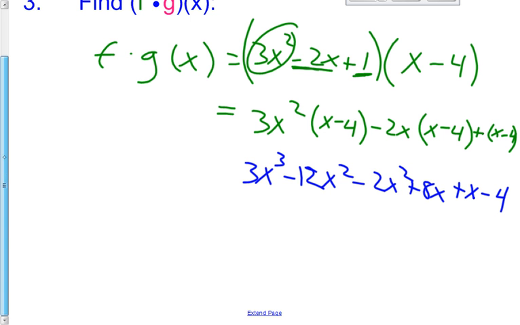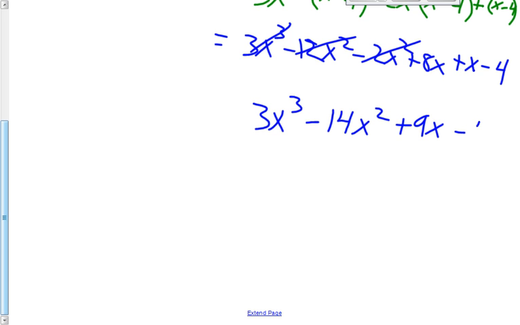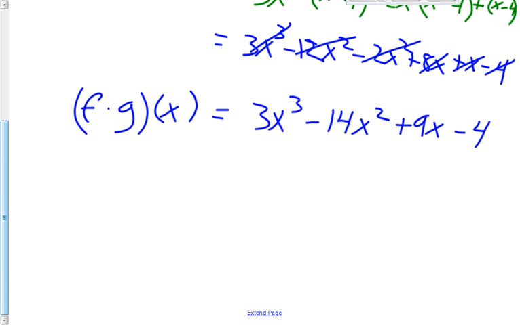So combining like terms now. You have 3x cubed, a minus 14x squared, a positive 9x, and a minus 4. 3x cubed minus 14x squared plus 9x minus 4. That is what f times g of x equals.